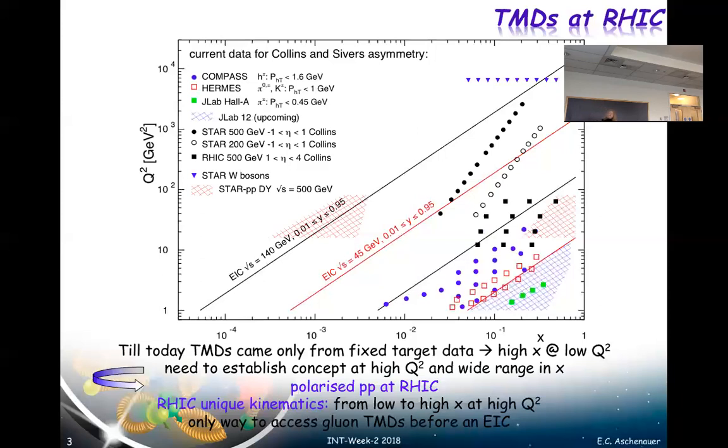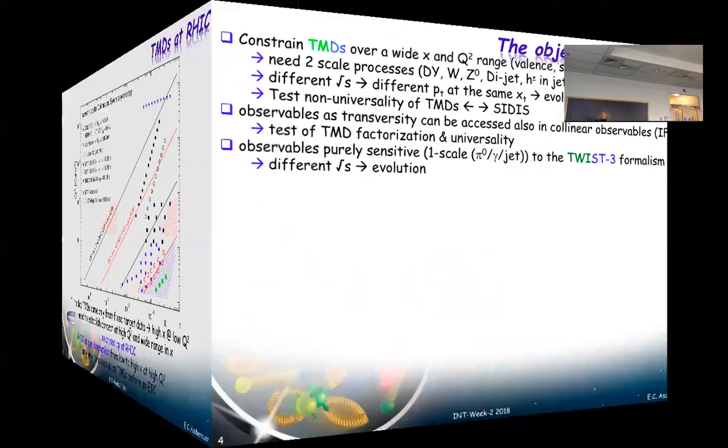And then if we go and have our forward upgrades, you come to slightly lower Q squared, but still between 10 and 100. So you have a very hard scale. And you go to really forward x, even more forward than what is currently achieved by the fixed target experiments. And the shaded area is the Drell-Yan kinematics at RHIC. So RHIC will really provide unique kinematics where you can test whether TMDs survive at low x and high Q squared, which with the fixed target experiments you cannot right now.